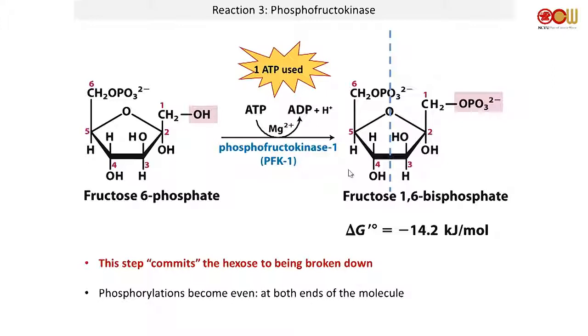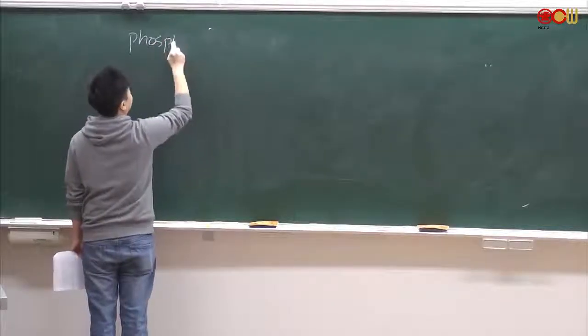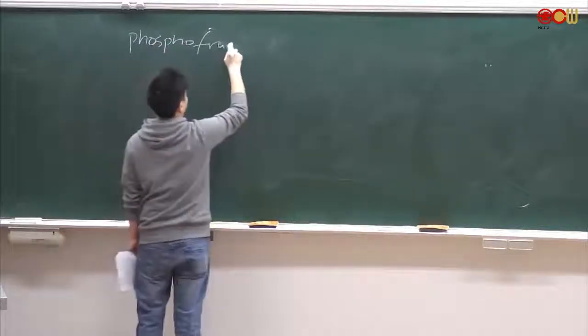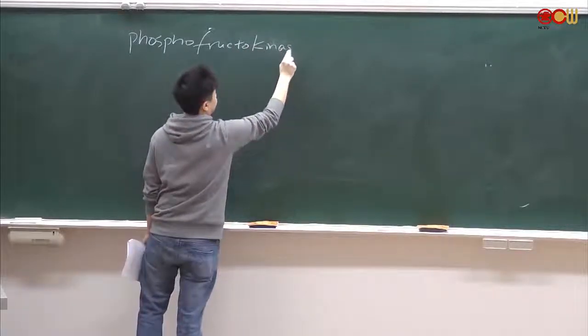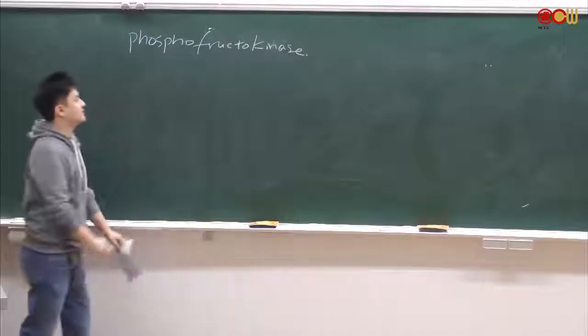So you will generate a product that's called, right here, fructose 1,6-bisphosphate. I don't know why it's called bis, not biphosphate or diphosphate, but it's called bisphosphate. Okay, so it's fructose 1,6-bisphosphate. This is phosphofructokinase. And the way it works is very simple.